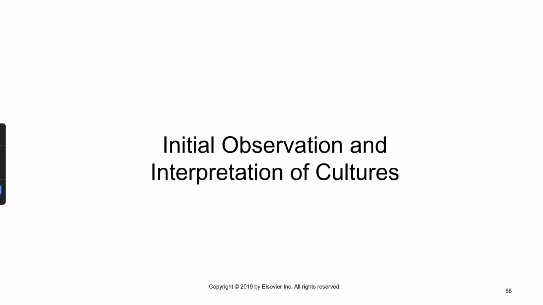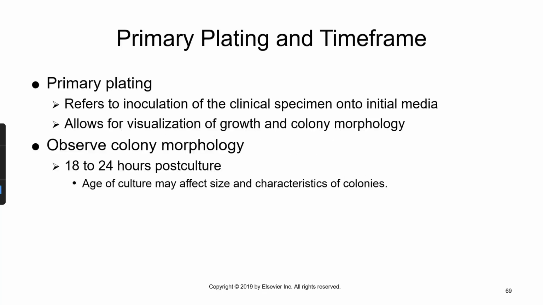Initial observation and interpretation of cultures. So primary plating refers to the inoculation of clinical specimen onto the initial media. It allows for the visualization of growth and colony morphology. Observe colony morphology at 18 to 24 hours after you've cultured it. The age of the culture may affect the size and characteristics of the colonies.